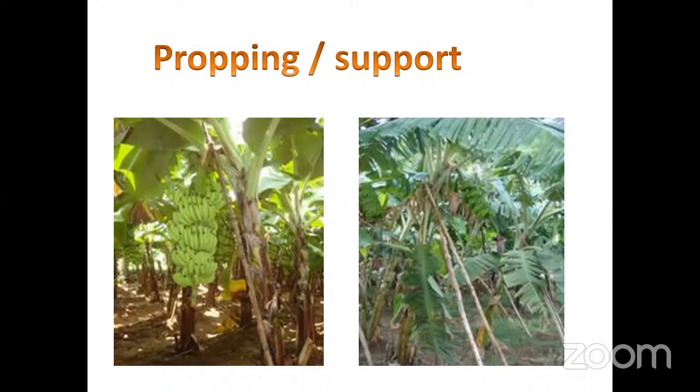So even in varieties like dwarf Cavendish, where the damage is seen only as leaf shedding, the yield reduction will be up to 30 to 33%. Planting of windbreaks will mitigate the loss to some extent. And in some cases, for tall varieties like Karpur Chakarkeli or Monthan, we have to give propping or support to the banana plants.